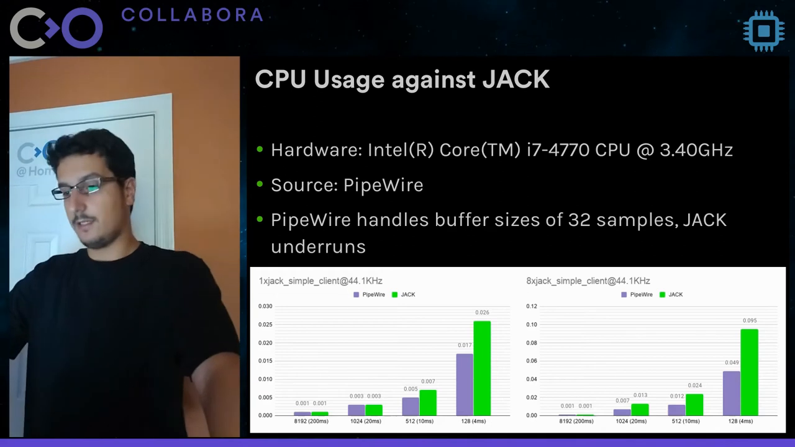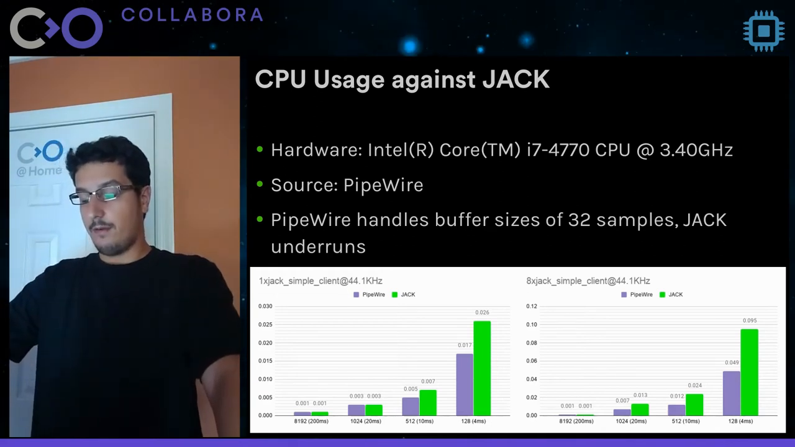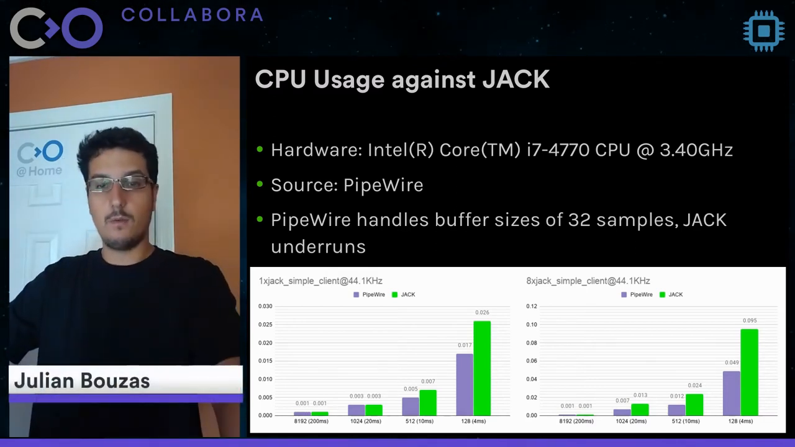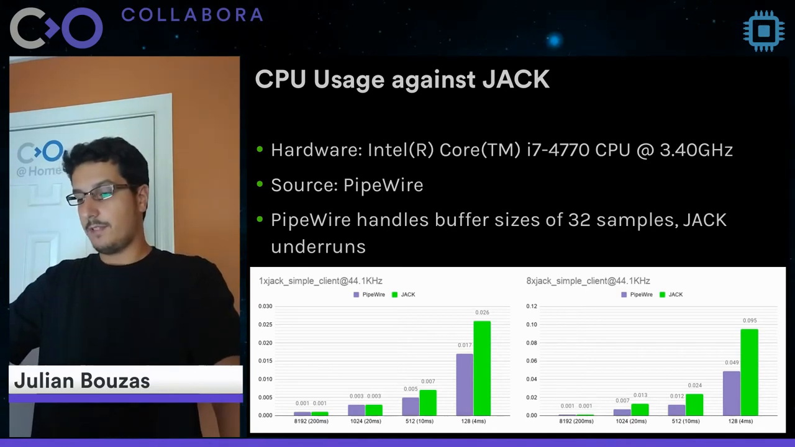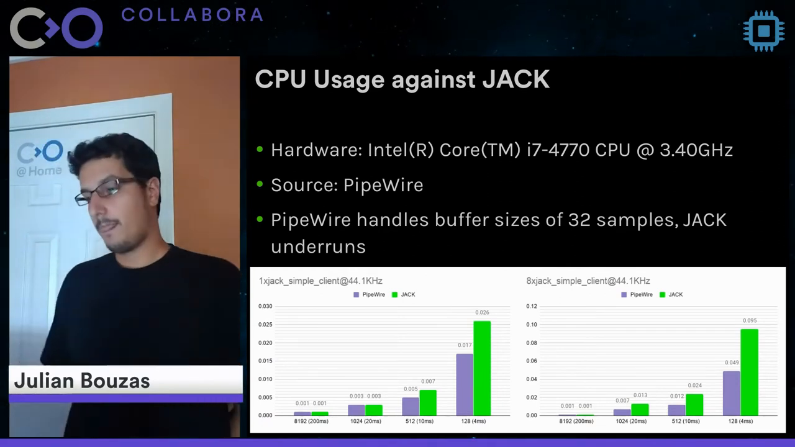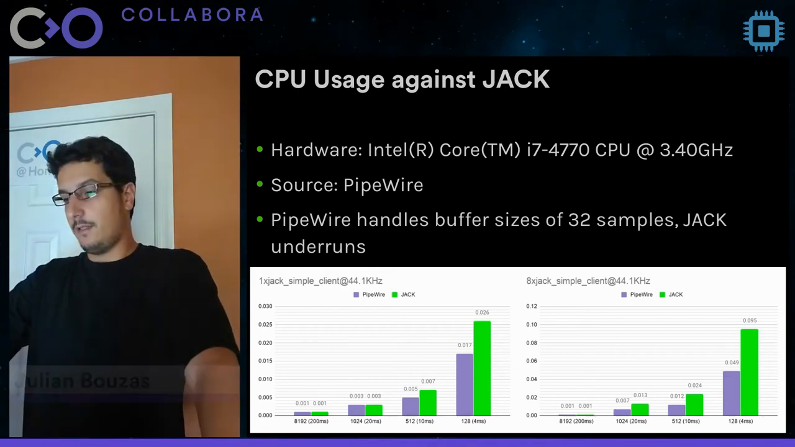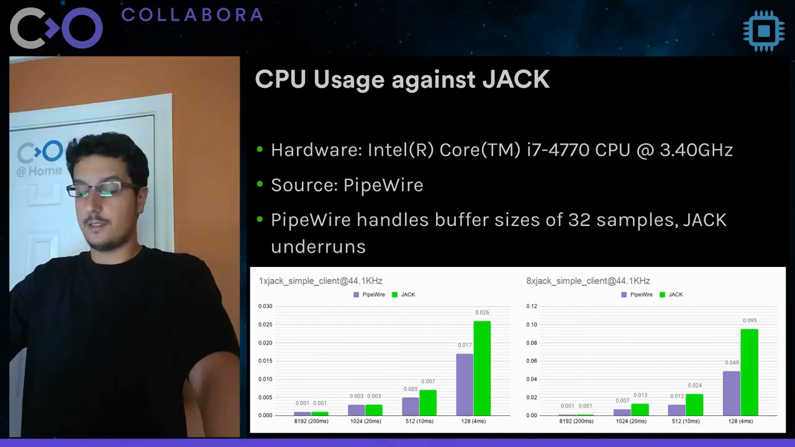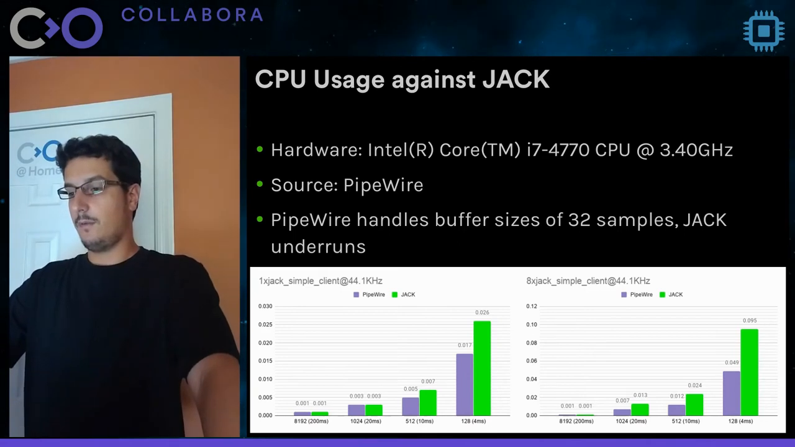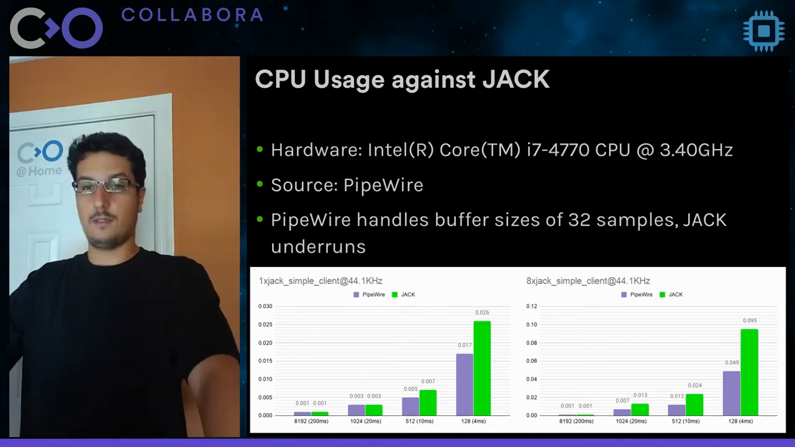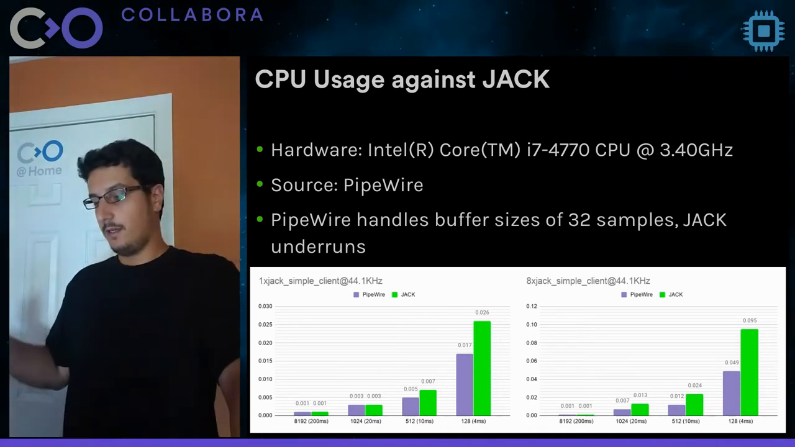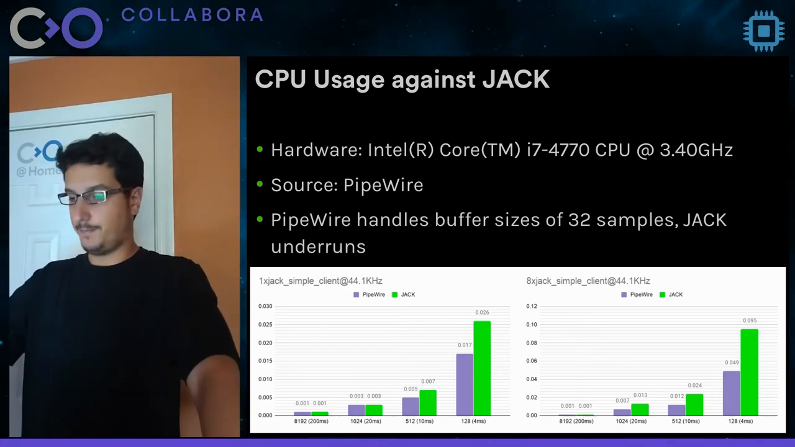Now, if you compare PipeWire against Jack, the performance is mostly similar, especially for big buffers of 8,000 samples. You can see on the graph on the left that it's the same. But again, if you reduce the buffer size to achieve low latency, with a buffer size of 128 samples, which is about 4 milliseconds, the CPU usage is lower in PipeWire than Jack. PipeWire is 0.017%, whereas Jack is 0.026%. So as you reduce the buffer size, the performance is better in PipeWire than Jack.